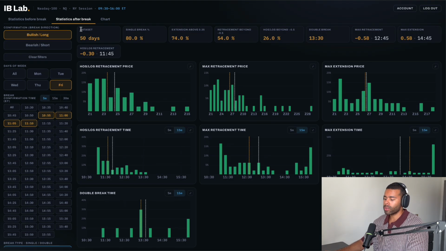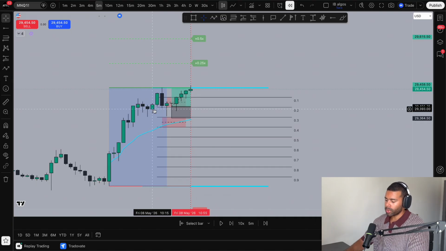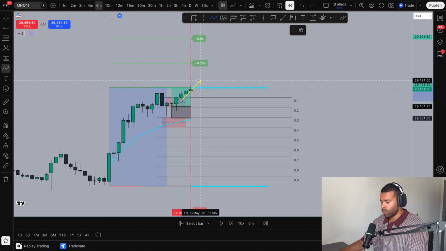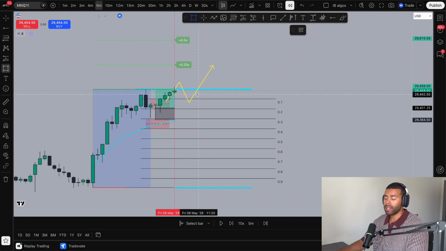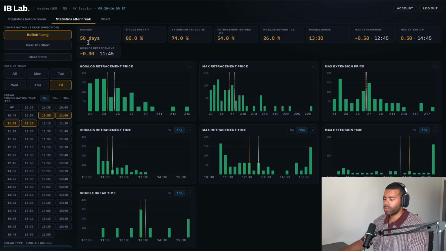and I can filter the next steps based on it. Okay, so now we have 50 data sets and we have single break of 80%, which means that there is only 20% chance of us breaking this low, which also means that we will want to look for long scenarios. Ideally, we want to see something like this. And IB Lab again is going to help us with finding the ideal zone and the time when the retracement happens, and also it's going to help us with finding the ideal target for us to hit. So now let's go back to the filtration.